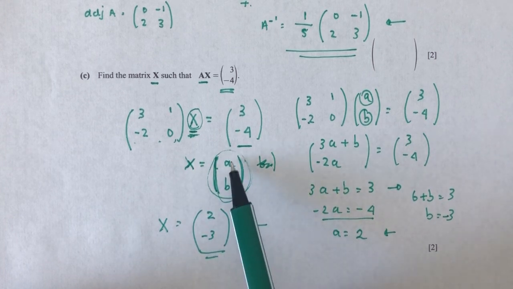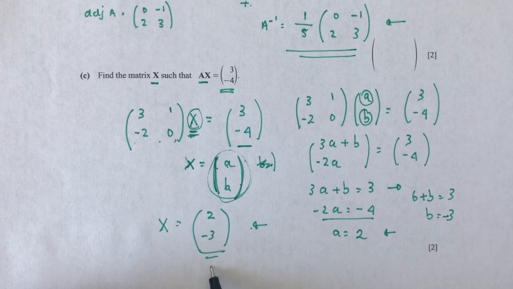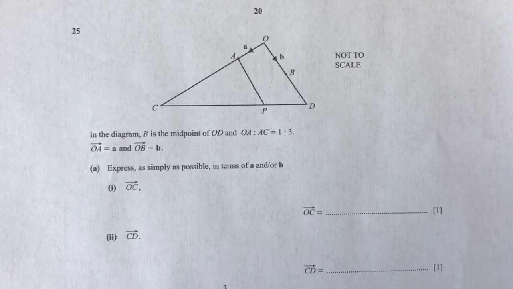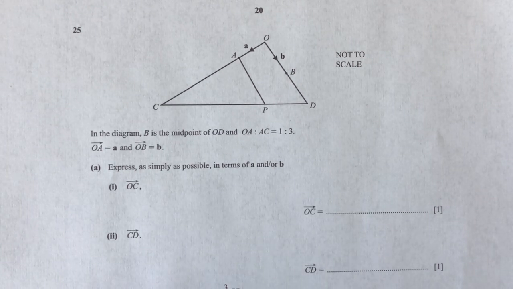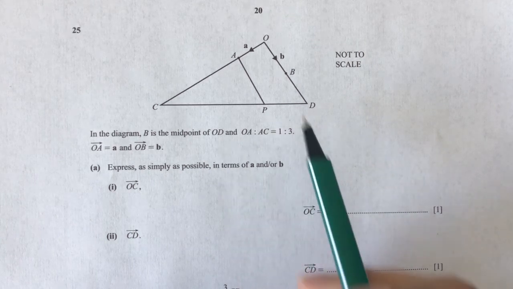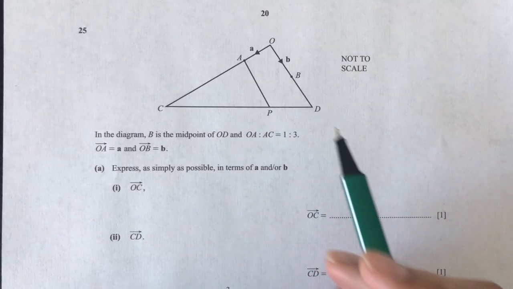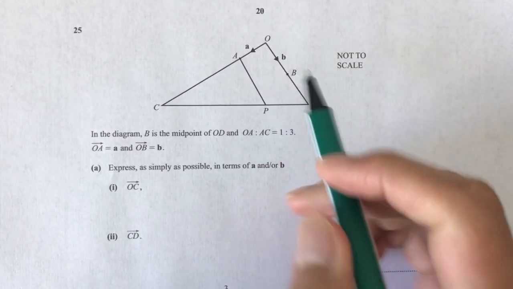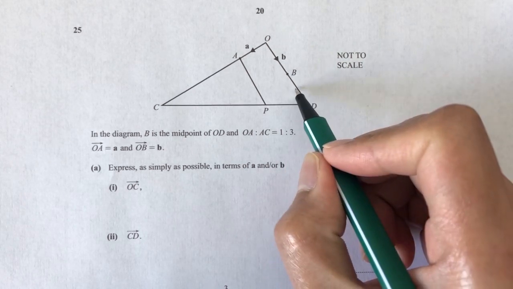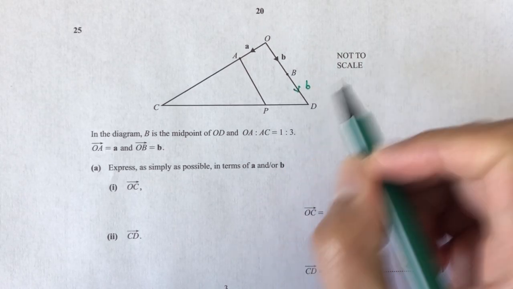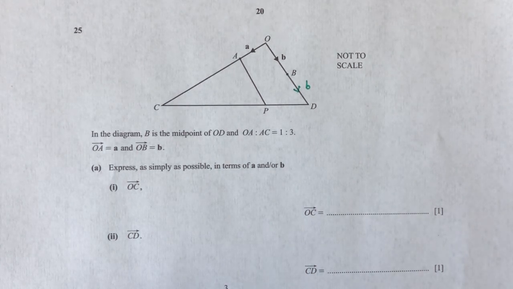So we have to find the values of A and B to obtain this. That is your answer for part C. Question number 25. In the diagram, B is a midpoint of OD. So which means if OB is B, BD will also be B in the same direction. Okay, so that's the first information that we have.